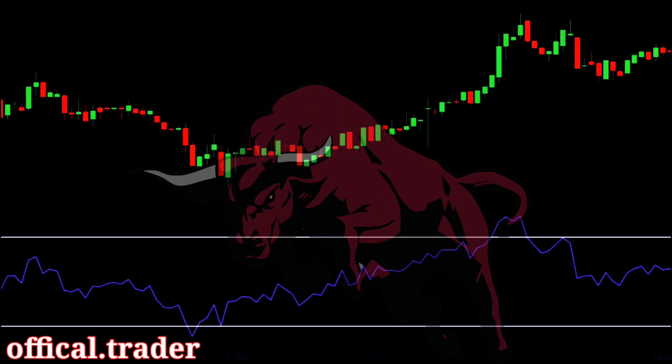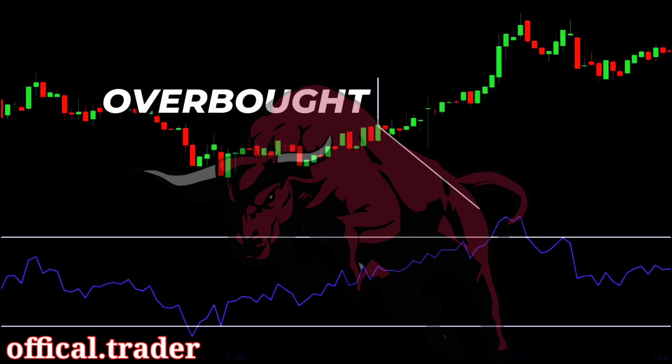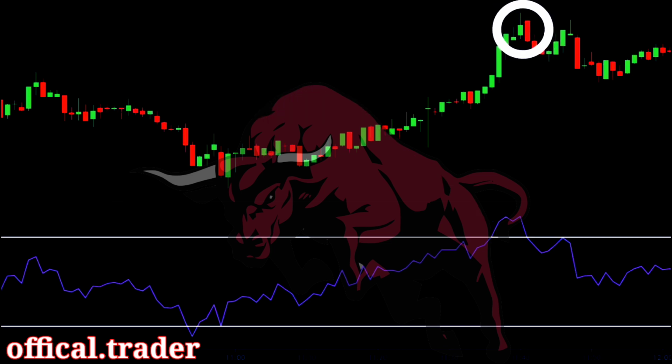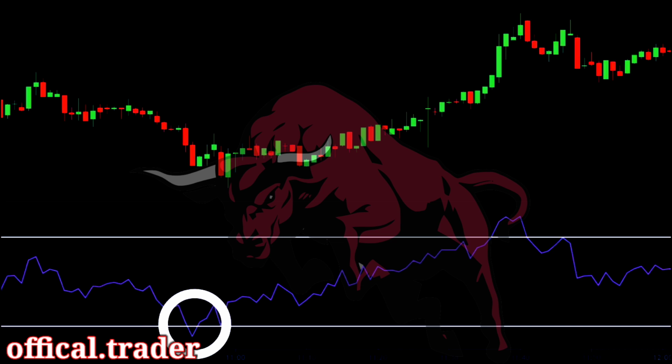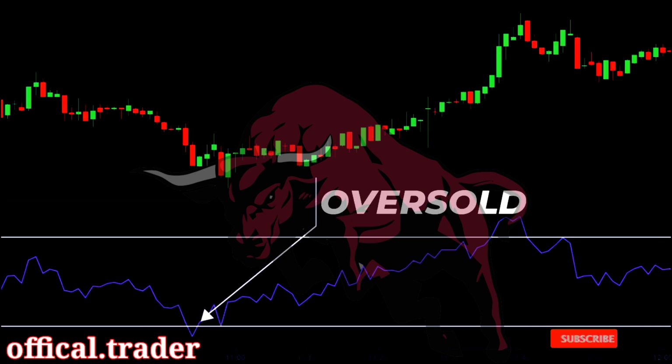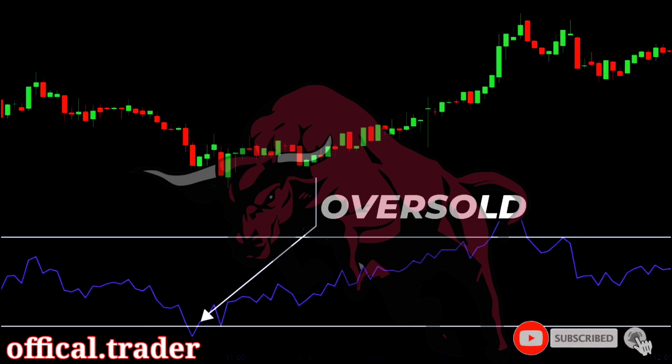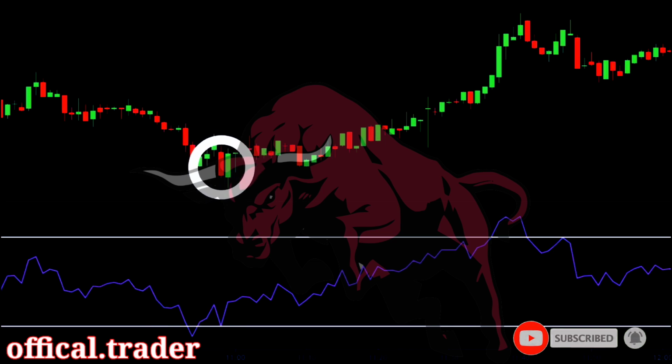So, whenever RSI goes above 70, the RSI is said to be in an overbought condition. In other words, the stock has become expensive. Therefore, we can expect the price to reverse and fall. On the other hand, when the RSI drops below 30, the RSI is said to be in an oversold condition. Hence, we can expect the price to reverse and start an uptrend.